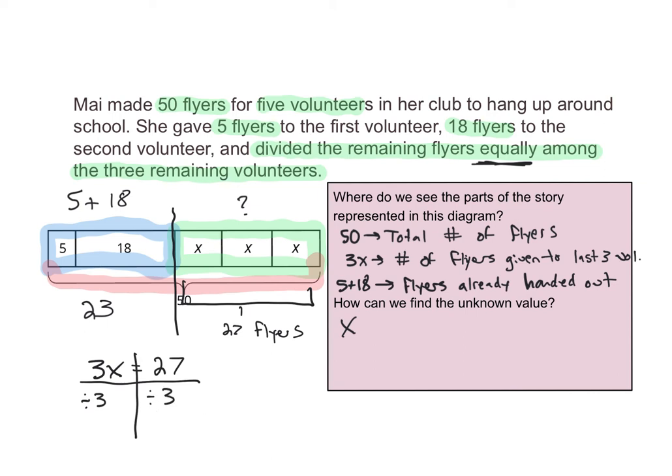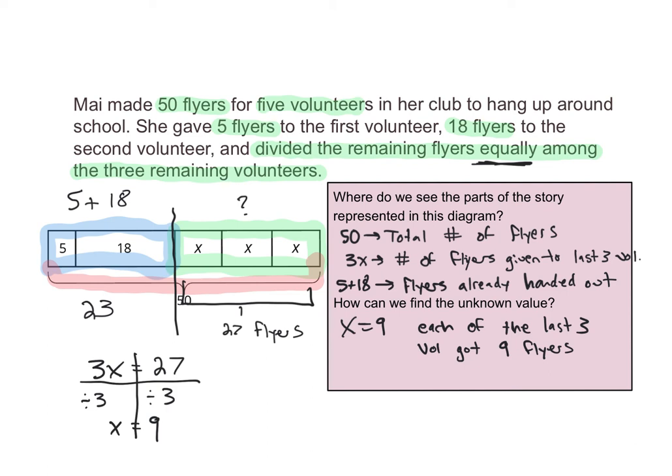3x divided by 3 is 1x. 27 divided by 3 is 9. So x equals 9. And what that means in this story is each volunteer, or each of the last 3, got 9 flyers. So that was one way I saw people solve this.